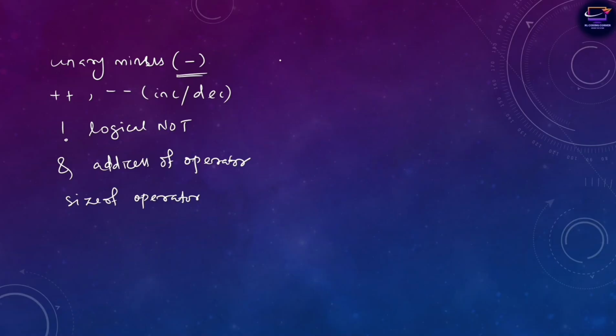Suppose I am writing here int a, b, a equals 5, b equals 10 and c equals a plus minus b. So here we have used the unary minus operator. It means this value of b here is not 10, that is minus 10 here.